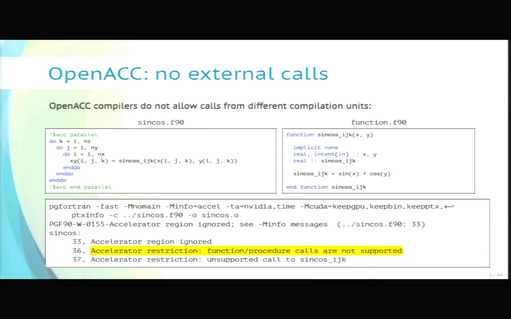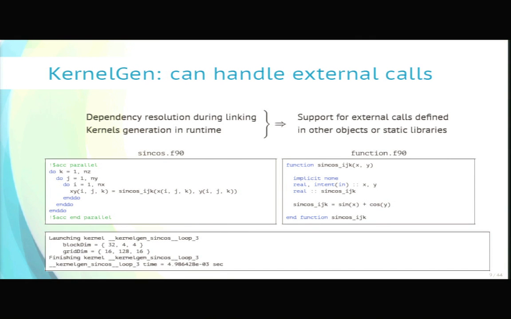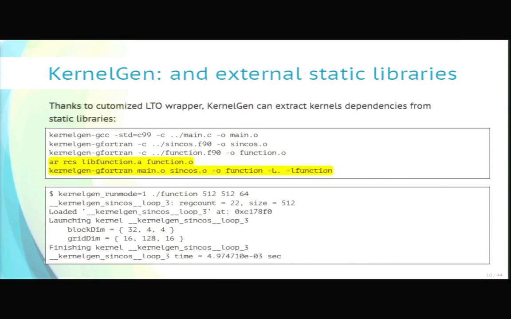In case of PGI OpenACC, you will get this kind of message, and the code will not be parallelized. In KernelGen, we are moving all the decision making to link time and runtime. At link time, all such dependencies are resolved, and the actual GPU code is generated at runtime when the application is running, like JIT compilers, like Java. So in this case, we are able to parallelize this code. We can parallelize this code even if the used function is in a static library, which could be very useful for large codes structured into multiple libraries.